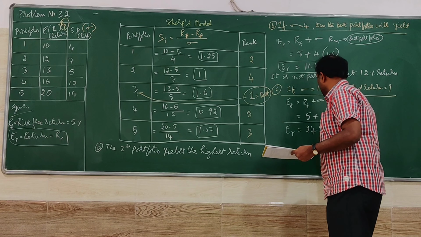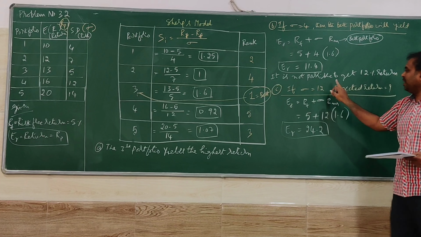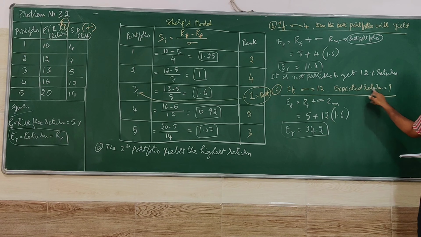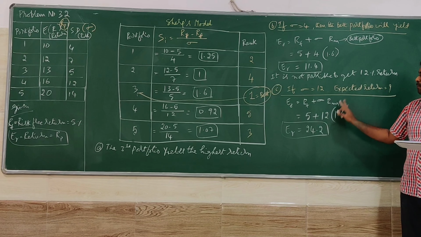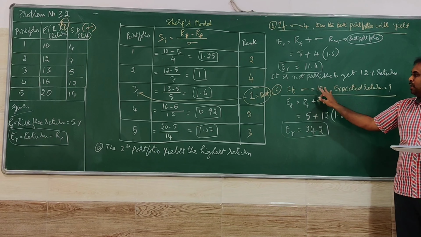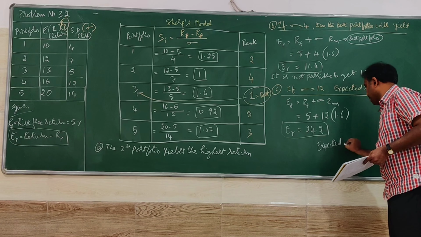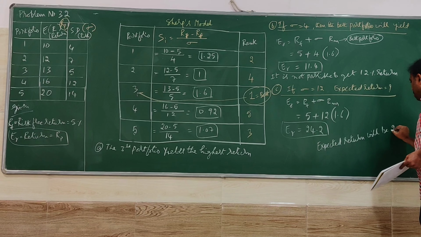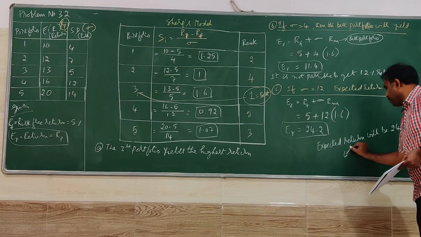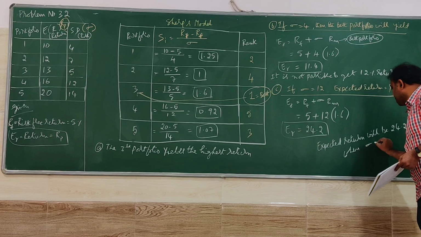So if you simplify here, you are getting 24.2. So if standard deviation is 12, expected return is 24.2. So this is the answer for the third question. So expected return will be 24.2 when standard deviation is equal to 12.